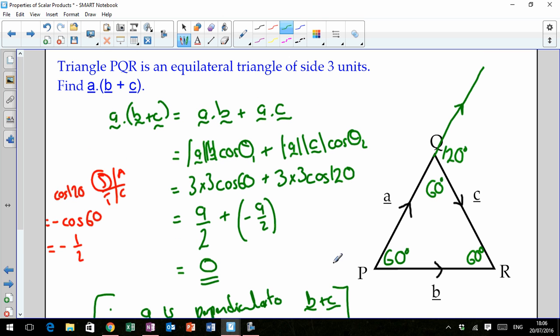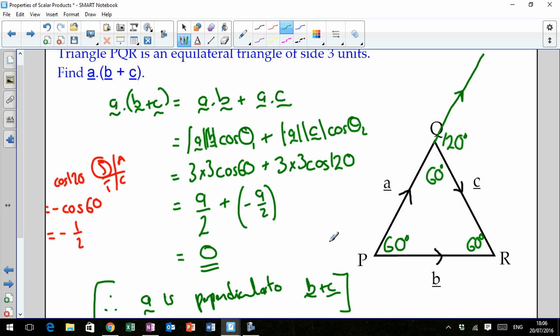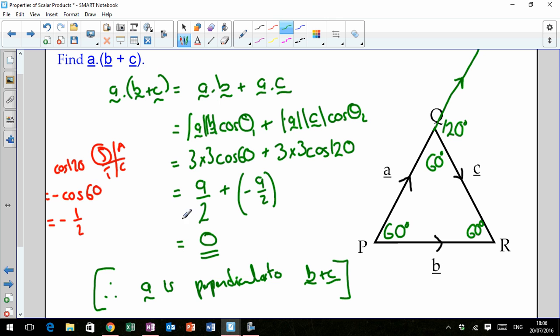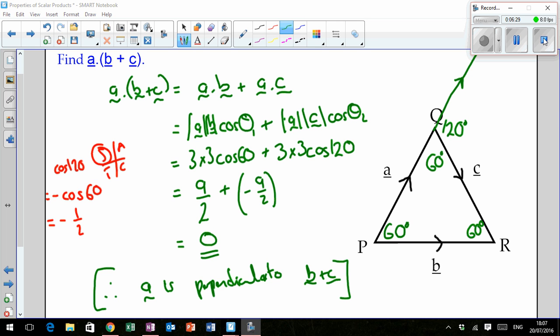Now that's a much trickier question using the distributive law. But things to be careful of, again, make sure your vectors are leaving the point. And then that's just a wee quirk of this question, the fact that because it's equal to 0, you have to go right to the start and say, well, that means that is perpendicular to that. Okay, again, any issues, give us a shout. Thank you.